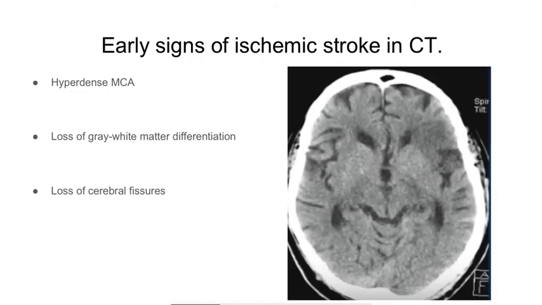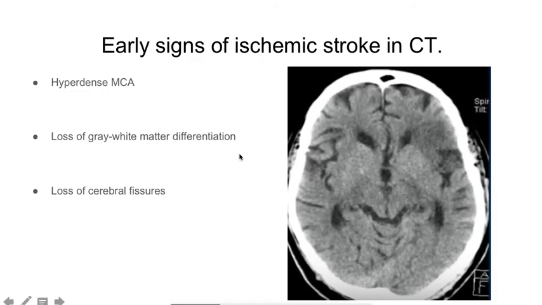There's also other signs, such as the loss of gray-white matter differentiation. Usually you can differentiate very well between gray matter and white matter, such as you see in this side, but sometimes the differentiation of gray and white matter becomes difficult, such as you see here in this side.